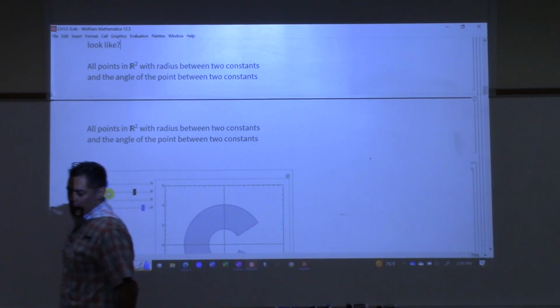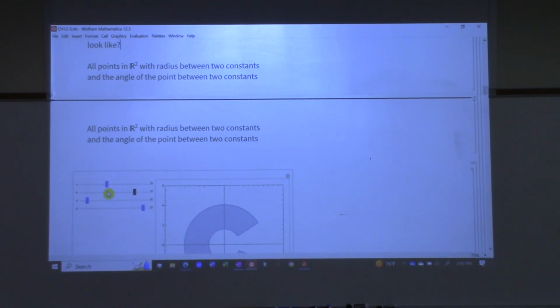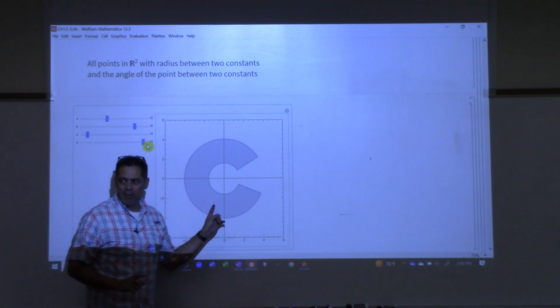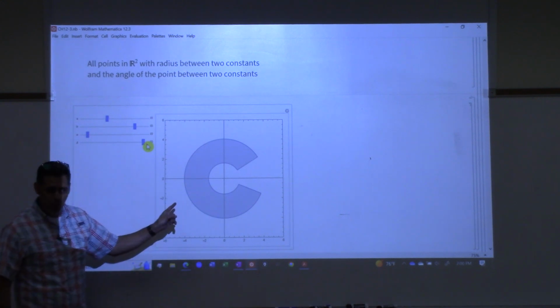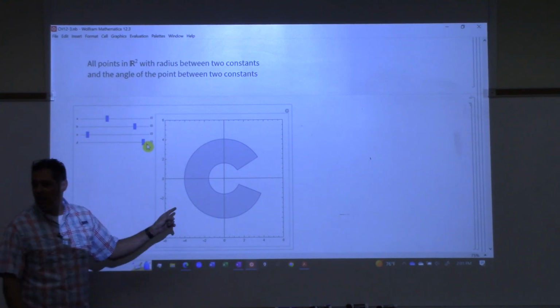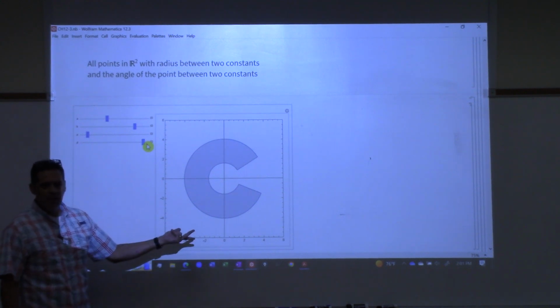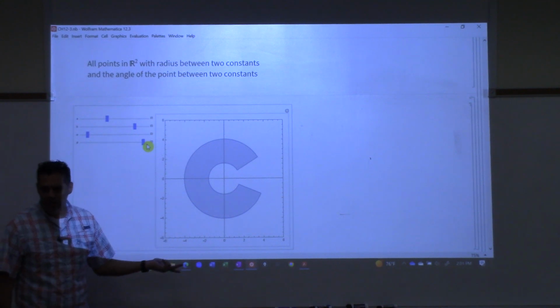So when you look at this polar rectangle right here, in Cartesian, it's not a rectangle. In Cartesian, it's not type 1. In Cartesian, it's not type 2. Do you see that this is an example of a region that you cannot do in Cartesian?